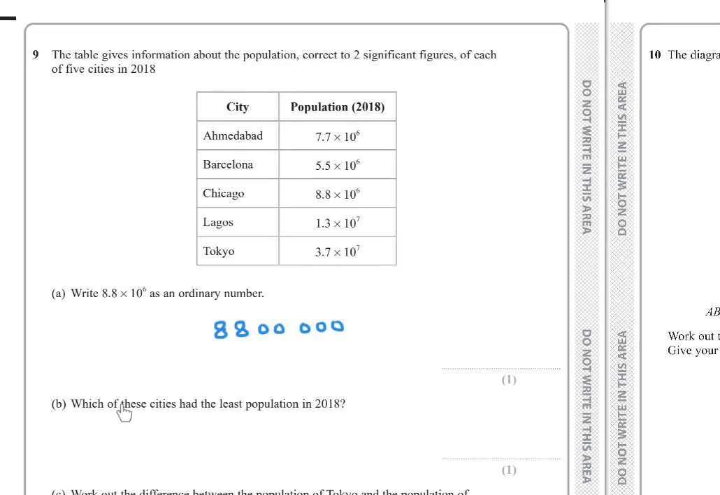B, which of these cities had the least population in 2018? So all the numbers are written in standard form, so just look for the power of 10. We have 10 to the power 6, 10 to the power 6, 10 to the power 6, 10 to the power 7, 10 to the power 7. So 3 of 10 to the power 6. Now look for the number 7.7, 5.5, 8.8, so 5.5. So Barcelona.